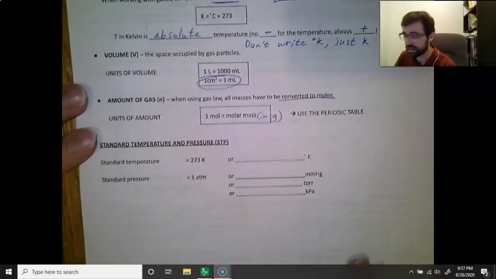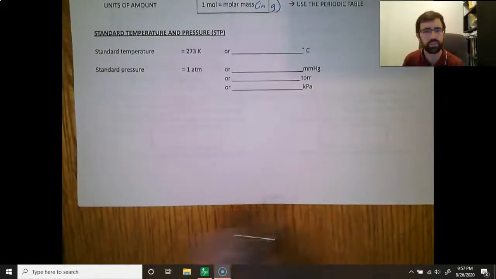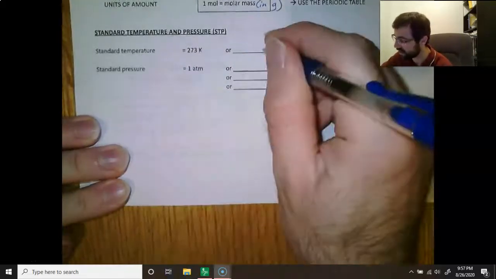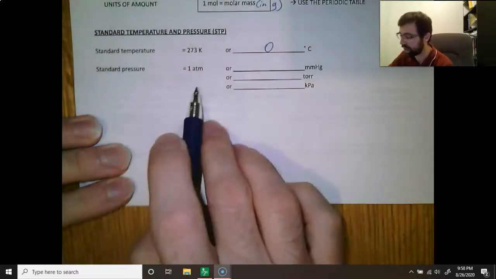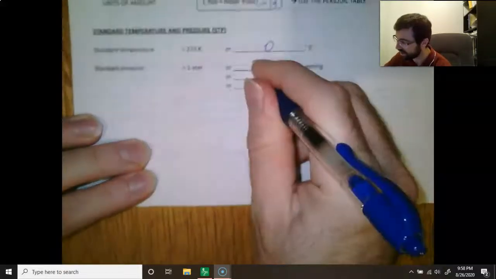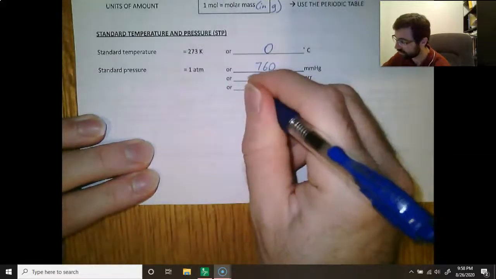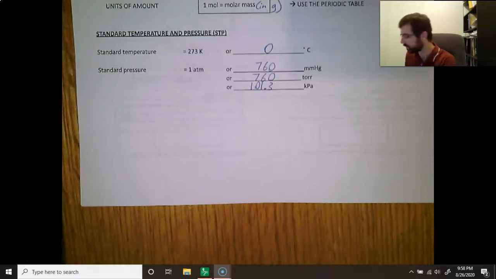Okay. Standard temperature and pressure, or just STP, are kind of these arbitrary numbers that we came up with that is a standard for the amount of pressure and temperature that you have. So standard temperature is 273 Kelvin, which is the same as 0 degrees Celsius, so it's the freezing point of water. Standard pressure is 1 atmosphere, which is 760 millimeters of mercury, also 760 torr because those are equivalent, and 101.3 kPa, kilopascals. Let's go to the next page.